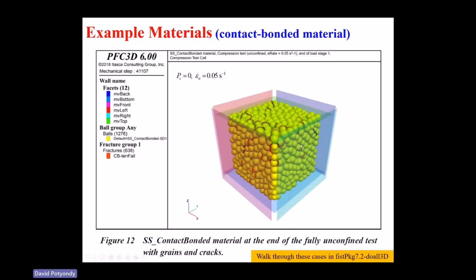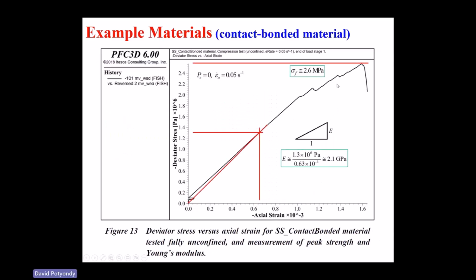Okay. Notice also that in these plots, this strain rate is so important that I'm actually putting it there. And it even says that in the title of the window. It says this is the contact bonded material. It's a compression test. It was run in an unconfined mode. And the strain rate that was applied is this. And this is the end of load stage 1. Right? So from this curve, we get the UCS. We can get the modulus by taking the change in stress over change in strain.